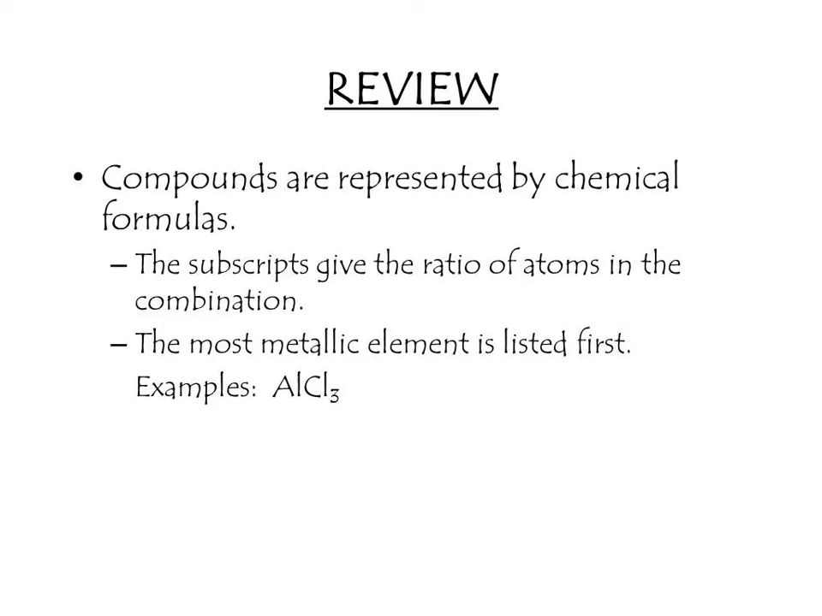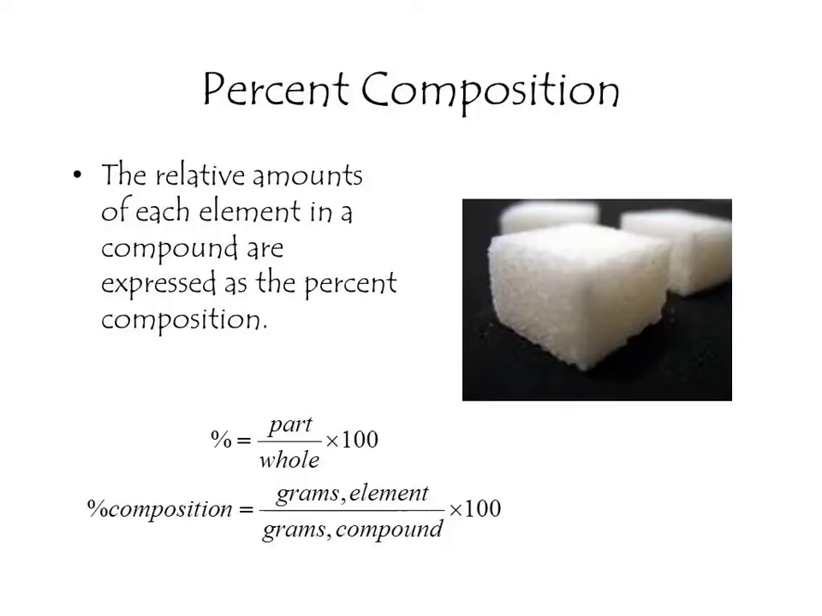Then if we look at nitrogen dioxide, nitrogen is the most metallic between nitrogen and oxygen, so it's written first. And finally, magnesium chloride, because magnesium is a metal and chlorine is a non-metal. We also covered back in Unit 1 percent composition.